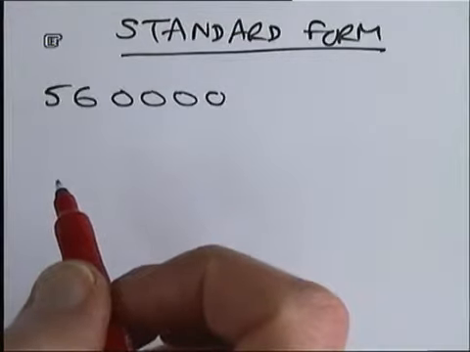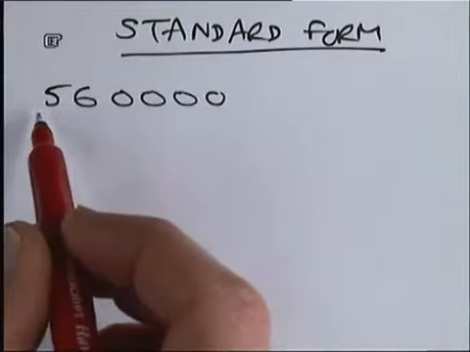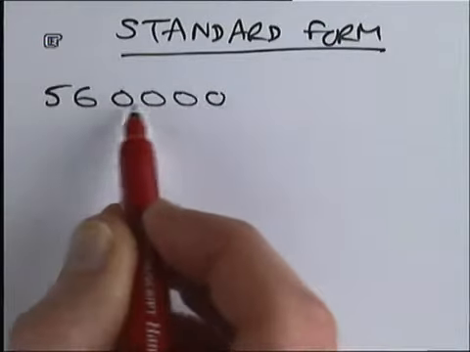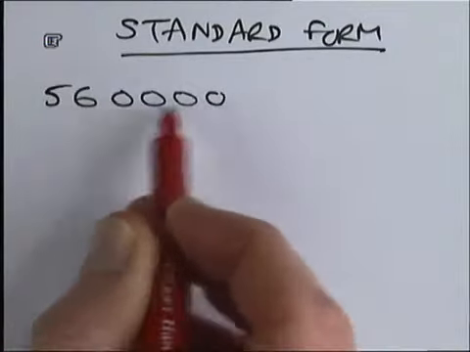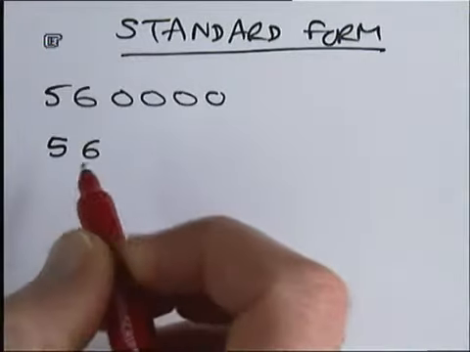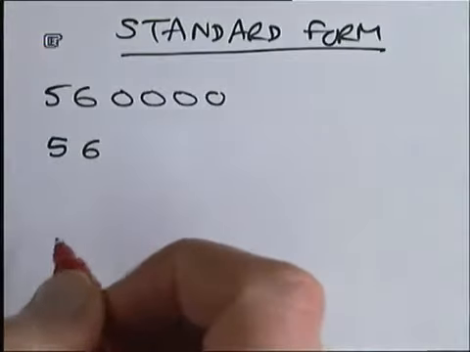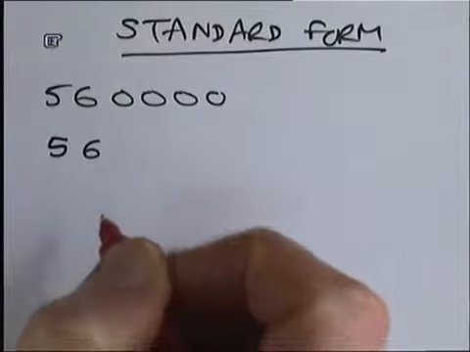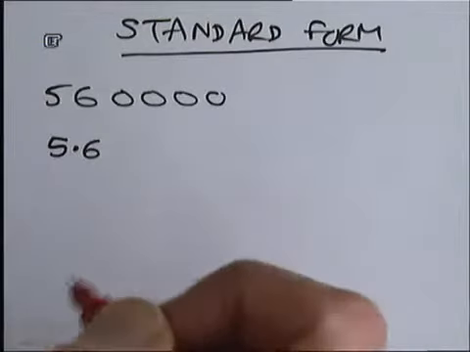What you've got to do to write a number in standard form is to look at the number you've got, ignore the noughts at the end for the time being, as long as they're just at the end. If there's a naught between the 5 and the 6, I wouldn't ignore that one. But noughts at the end I could ignore. So I've got a 5 and a 6. Now I've got to put a decimal point into that number to make it between 1 and 10. So I'll put my decimal point in there.